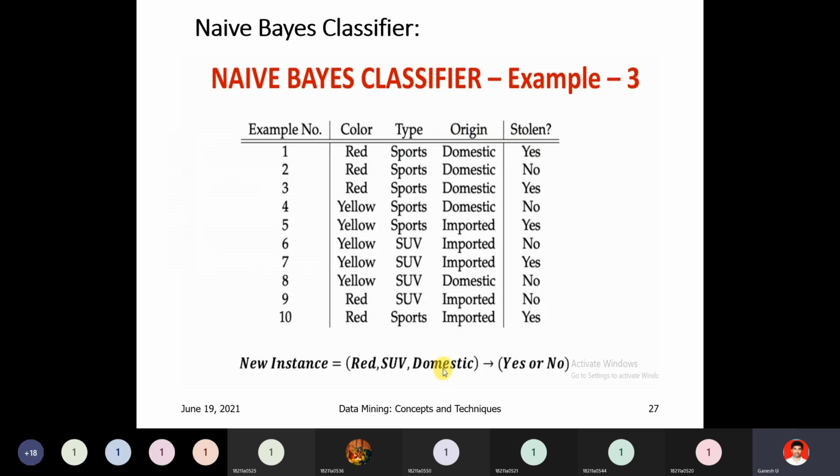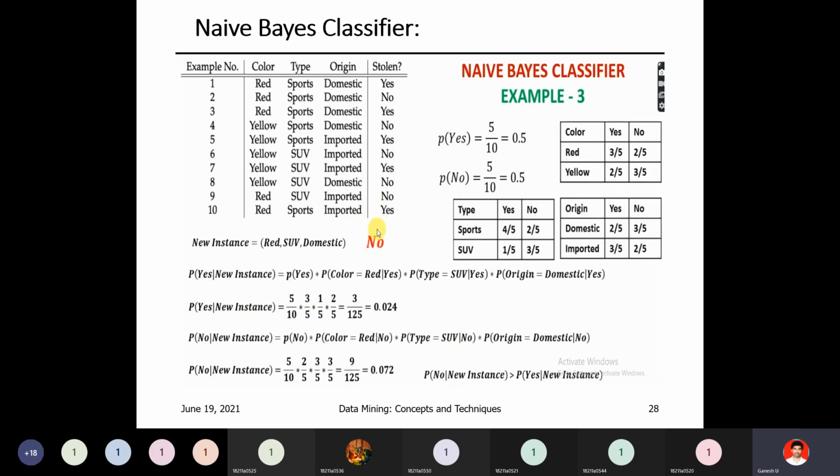So this you have to use, and for different instances you have to find out whether it is related to the yes class or the no class. Then what you have to do? For yes you have to take all the cases: for yes you take red, yellow color; for yes you take sports, SUV type; for yes you take domestic, imported. Those probabilities you have to take, and for yes you have to multiply all these for the given instance.